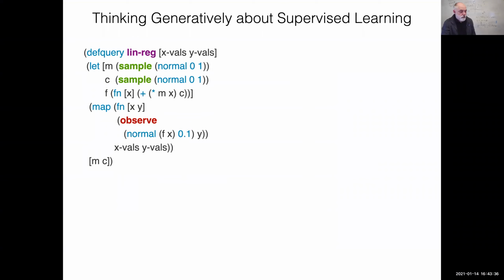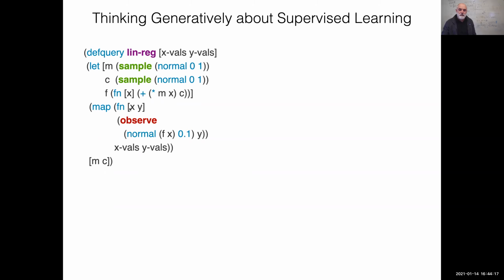So here is the Anglican higher order probabilistic programming language denotation for the same problem. This is a defquery. It doesn't really matter. You think of this as an entire program which takes arguments x-vals and y-vals. This is called linear-regression. It says let m be, you can probably guess what that's going to be. That's the slope. Let c be the offset. f is a function that takes x and returns c plus m times x, which is just the value of a line.